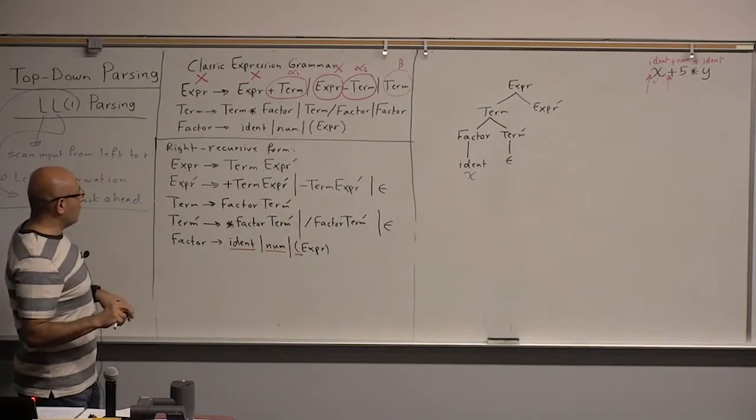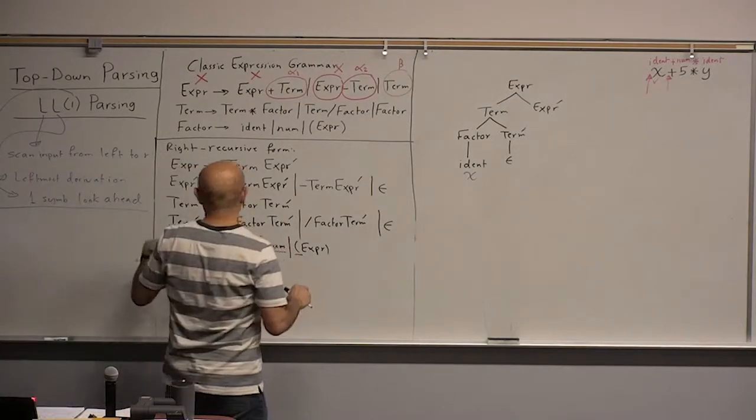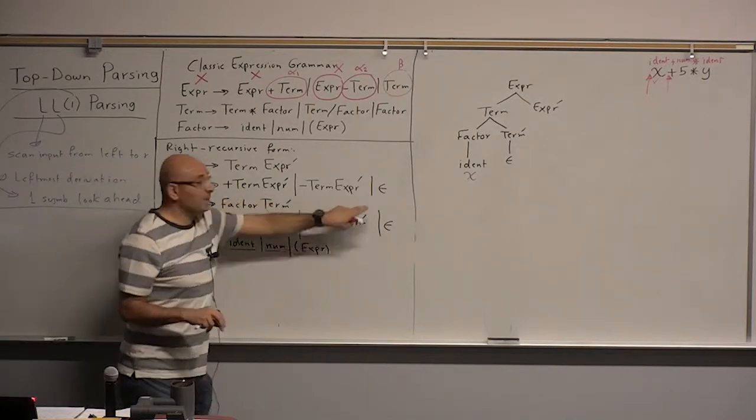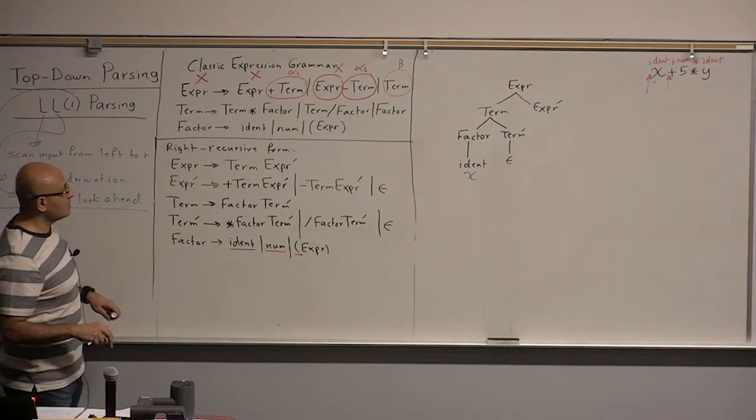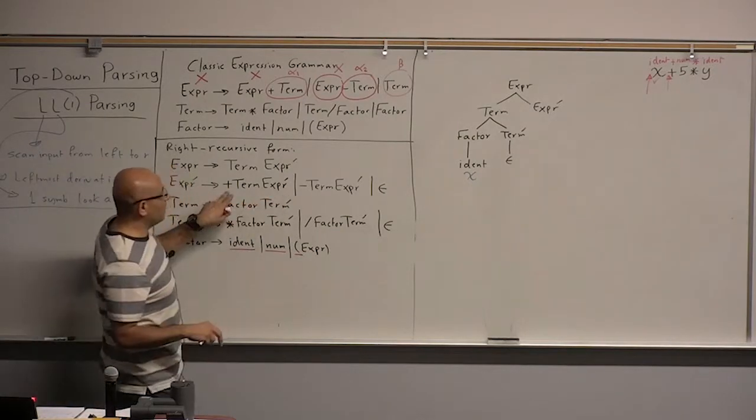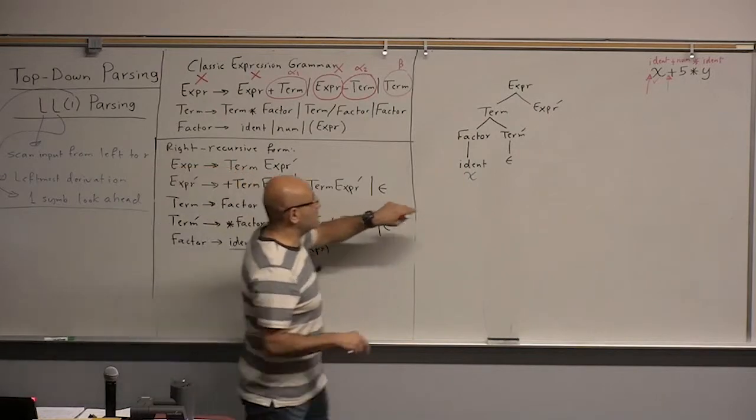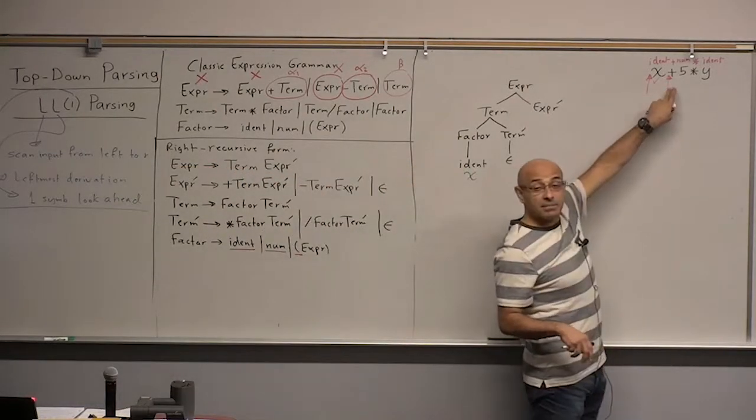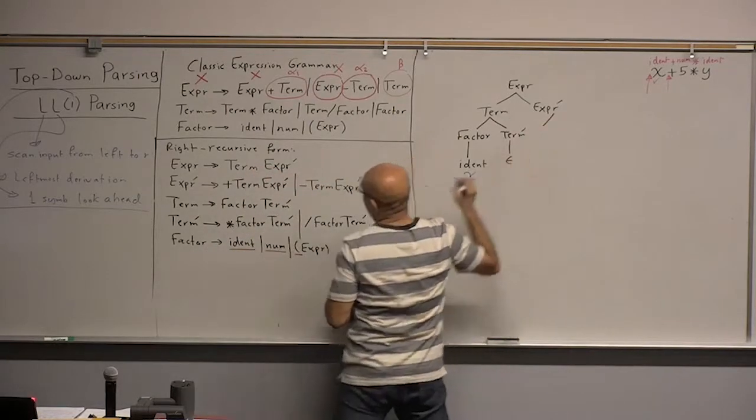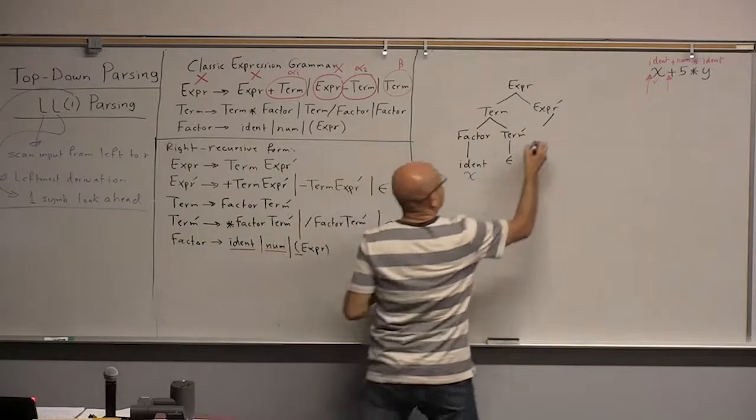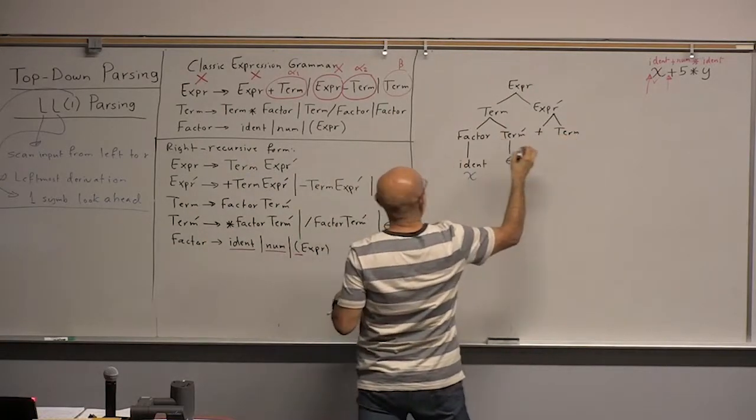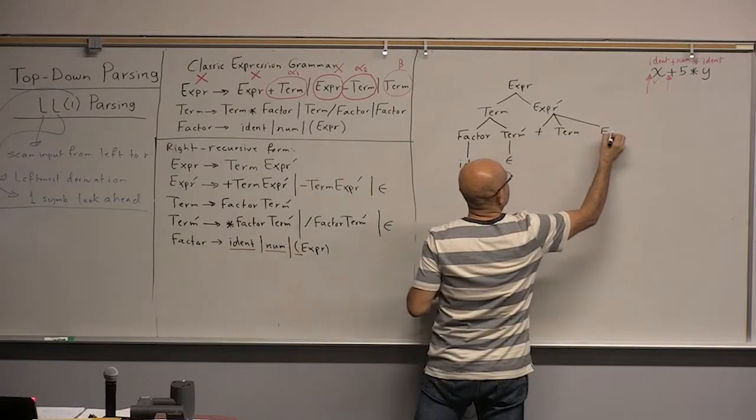Okay, so now for expression prime, I have three possible substitutions: one that starts with plus, one that starts with minus, and one with an epsilon. And what I'm seeing here is a plus, right? So in this case, I will just use the one with the plus. So it's going to be plus term expression prime.